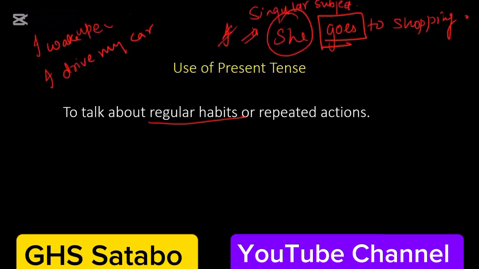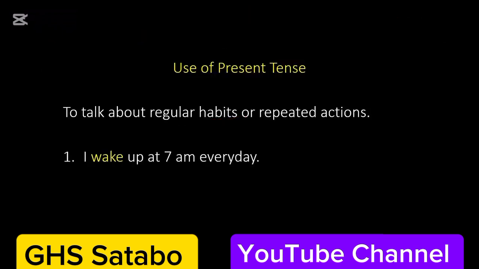So please understand, whenever you talk about regular habits or something that is happening every day, you will use simple present tense. I wake up at 7 a.m. every day. So now waking up is a process that I'm doing every day at 7 o'clock, and hence I have used our simple present tense.